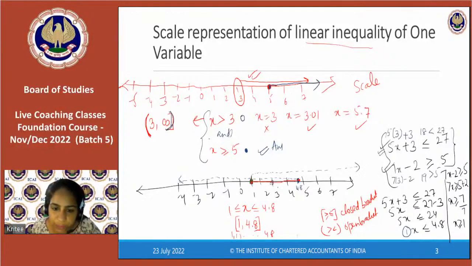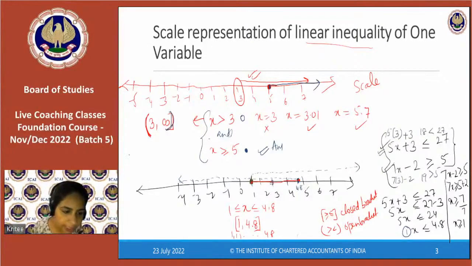I'll give you another value. Supposedly I take 2. If I take 2, 5 into 2, 10 plus 3, 13. 13 is less than 27. Yes, it satisfies the condition. 7 into 2, 14 minus 2, 12. 12 is greater than 5. Yes, it satisfies the condition. That is what I mean by satisfying the condition, that it satisfies the inequality.